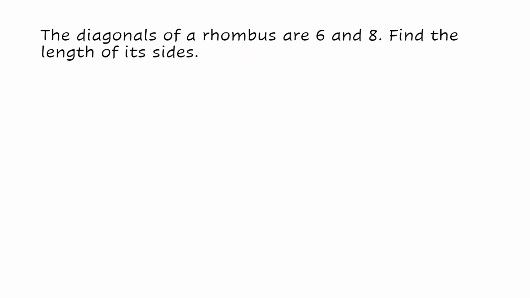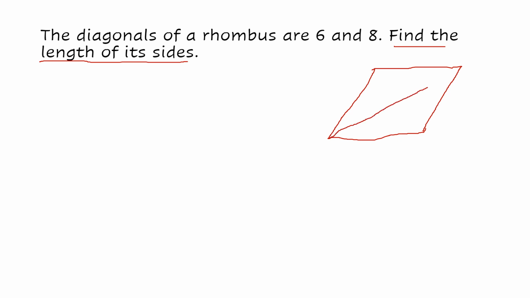Next question. The diagonals of a rhombus are 6 and 8. Find the length of its sides. So remember that for a rhombus, the sides are all equal. Another property involving its diagonals, the diagonals are perpendicular and they bisect each other.